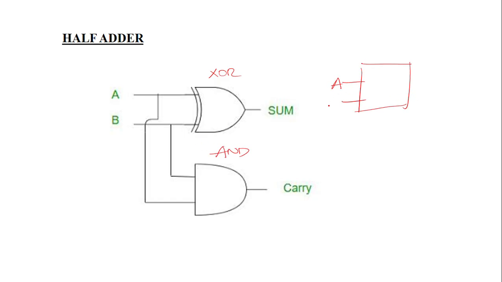A and B are the inputs. They are the two inputs for the half adder. We name them A and B, so we can define them by two variables. So for the half adder there are two inputs and two outputs. What are the two outputs? The sum and the carry.